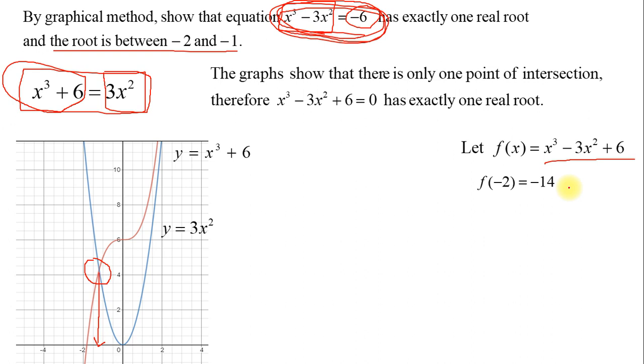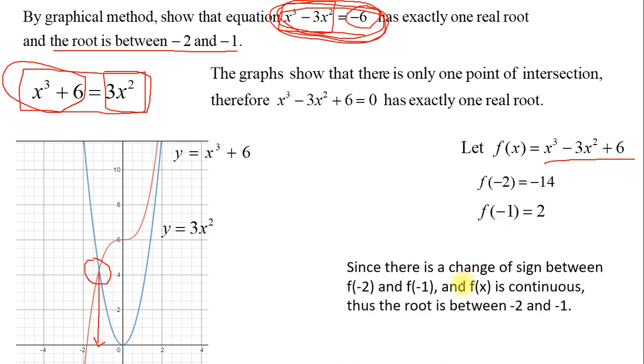Then you substitute x equals -1. So you get 2. Now from here you can see that there is a change of sign from -2 to -1. So it means there is a root between -2 and -1. So you write a conclusion. It says here, since there is a change of sign between f(-2) and f(-1), and f(x) is continuous, therefore the root is between -2 and -1.